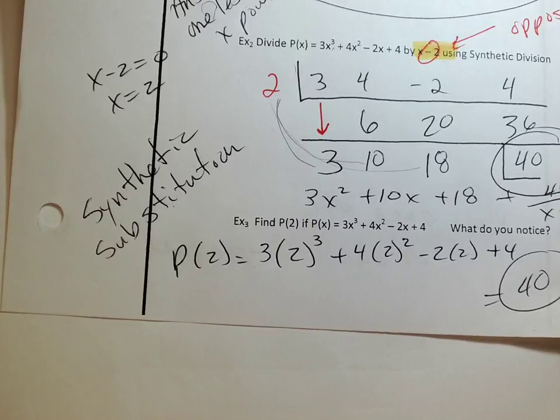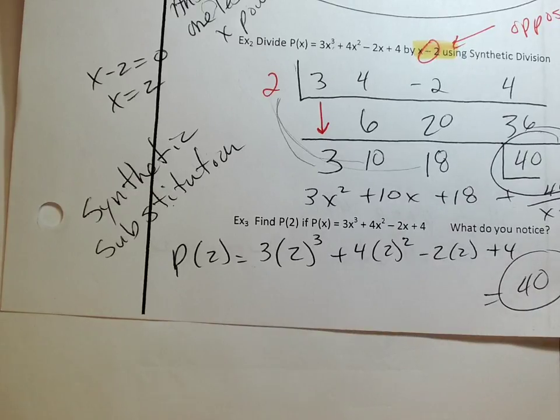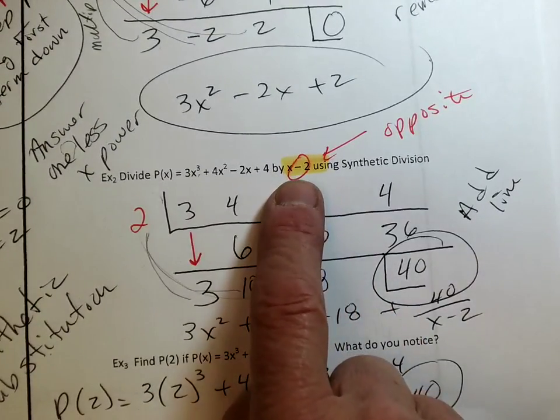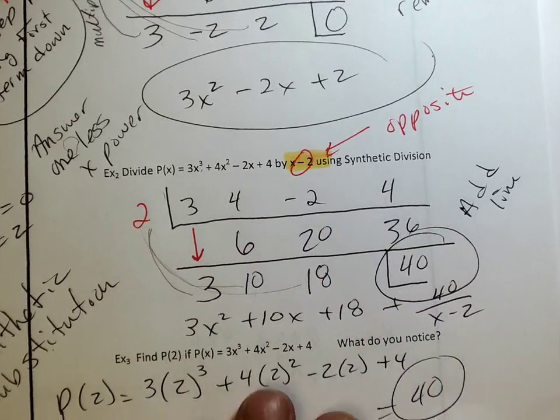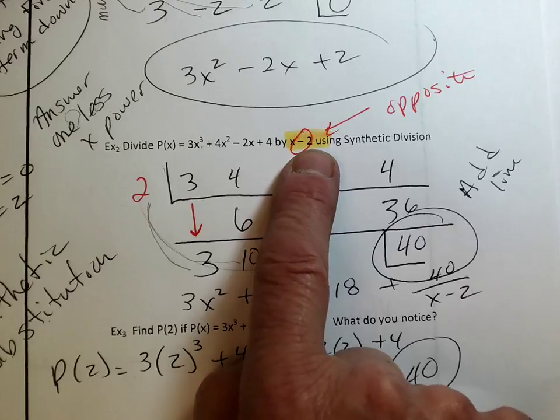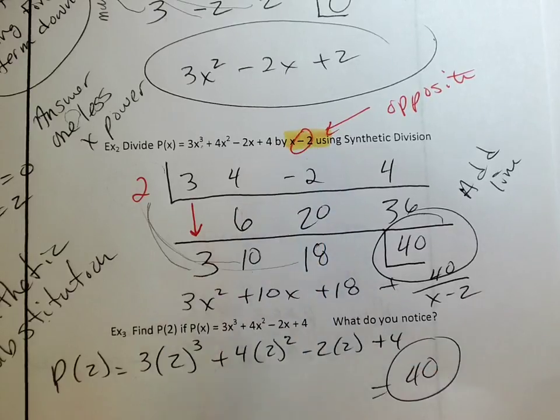The reason the remainder is so important is this: if it's 0, it's a factor. If it's not, it's not. So here's an easy question. If somebody said, is x minus 2 a factor? You could divide it out and find out what the remainder is. That would work. Or you can just plug in 2, and if I get an answer of 0, I can say yes. If I get anything else, I'm going to say no.